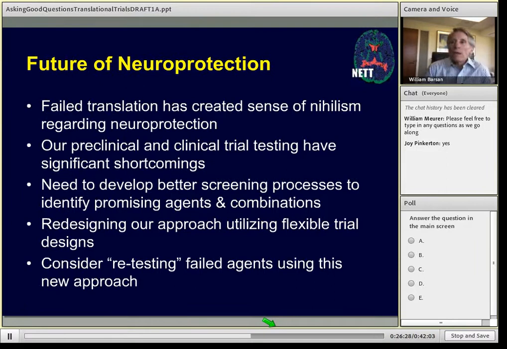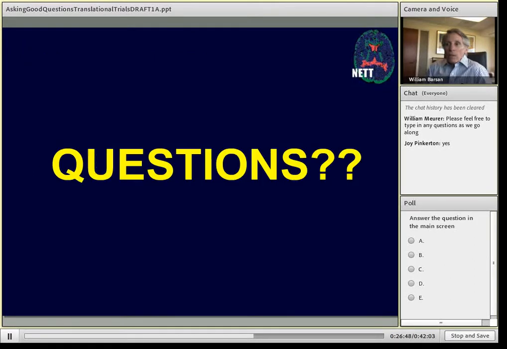So, the future of neuroprotection. I think that many people who do neuroprotective agents, and certainly the pharmaceutical industry, most of the big pharma companies, have said, yeah, this goes nowhere. They've got a sense of nihilism, and I think a lot of clinicians do as well, and it's because we've had failed translation. I think our preclinical and clinical trial testing have had very significant shortcomings, and we need to do a much better job screening agents and identifying promising agents and combinations.